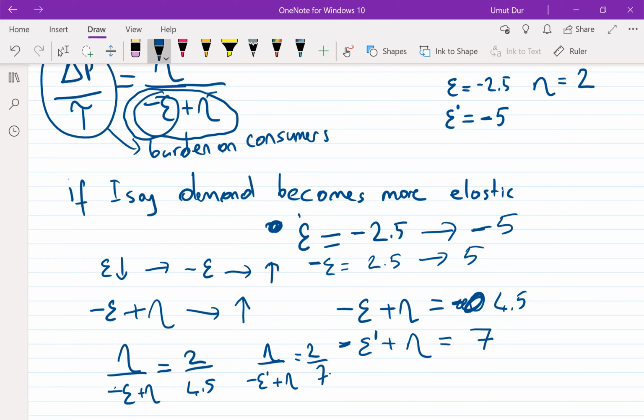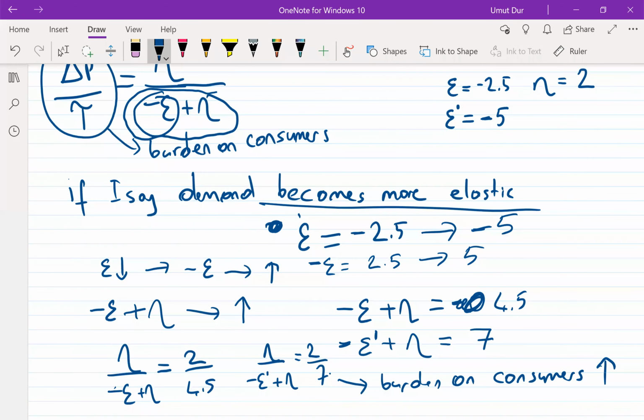First one was greater, sir. The first one is greater, because now I am dividing the same numerator by a larger denominator. So as the demand becomes more elastic, the burden on consumers increases. Sorry, that's totally wrong. It is decreasing.